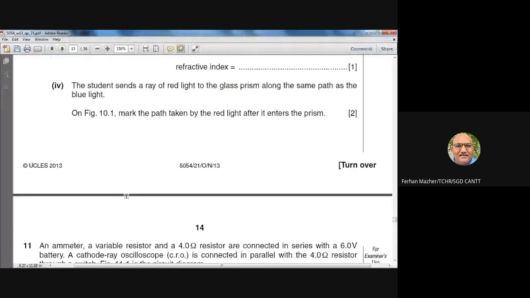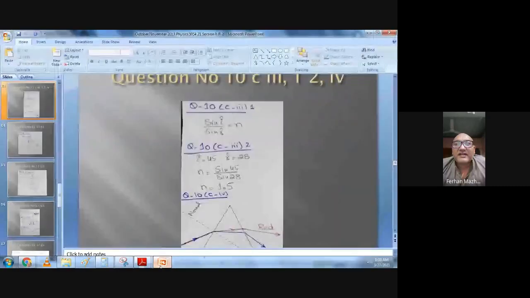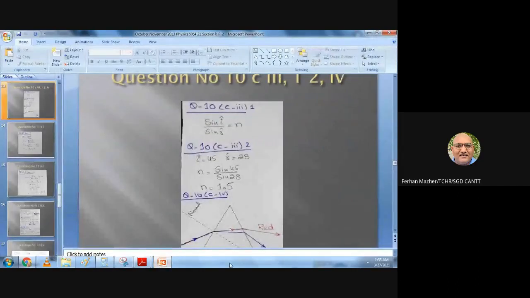So the student sends a ray of red light to the glass prism along the same path as the blue light. On figure 10.1, mark the path taken by the red light after it enters the prism. Okay, I have done this on a paper also. Let me show you the path of the red light.